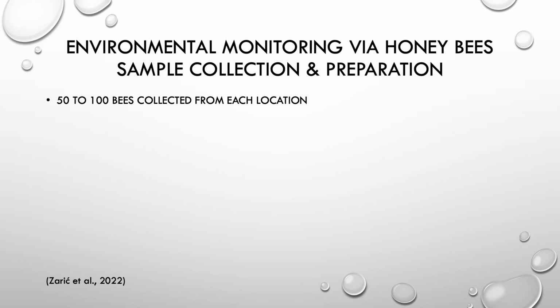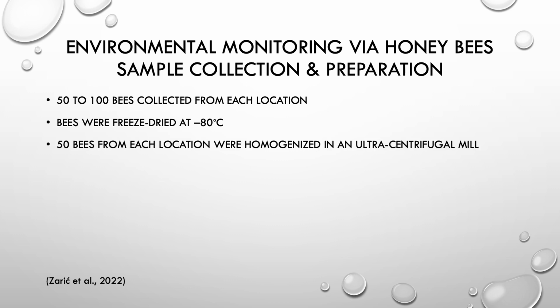So for sample collection and preparation, there were 50 to 100 bees collected from each of the locations that I mentioned on the map. The bees were sacrificed at negative 80 degrees Celsius, and they were freeze-dried. The freeze-dried bees, about 50 of them from each location, were homogenized in an ultra-centrifugal mill.